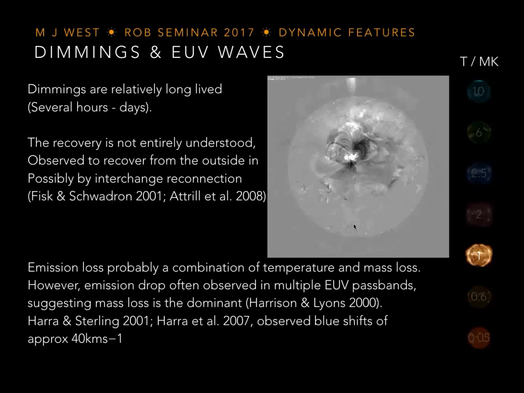And just to say that we actually see the coronal dimmings in multiple temperature bandpasses, which is indicative that it's actual mass loss rather than some kind of temperature shift. So we're not heating a whole bunch of material up and moving it out of our bandpass.